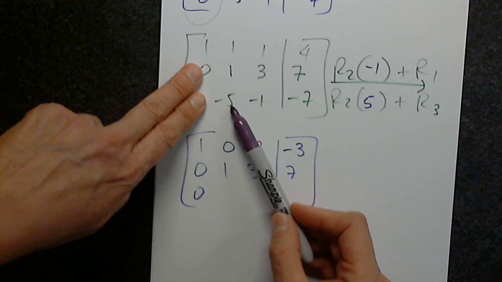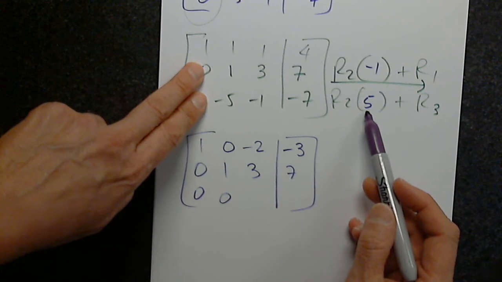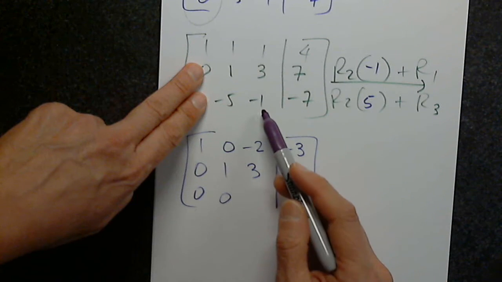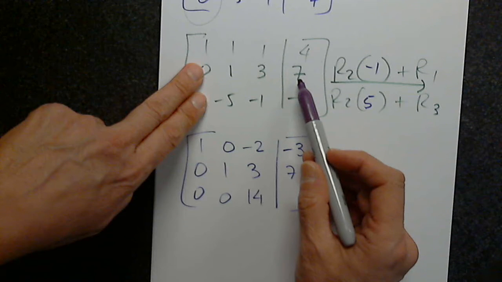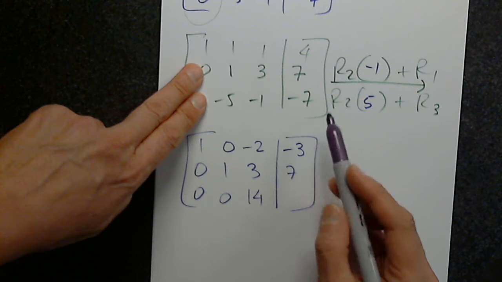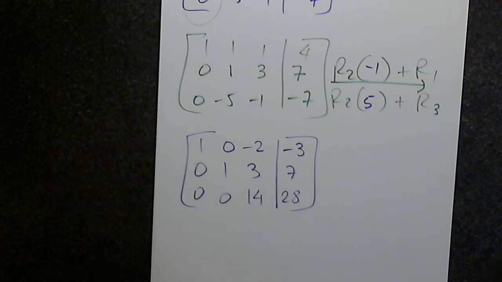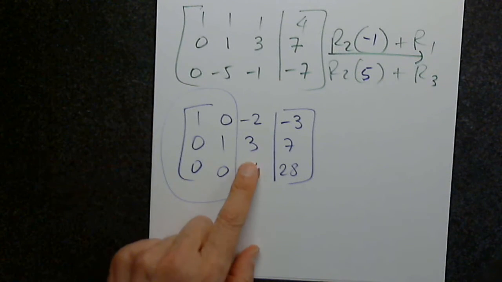5 times 1 minus 5, 0. Perfect. 3 times 5 minus 1, 14. Excellent. 5 times 7, 35. 35 minus 7, 28. Excellent. We accomplished this. Where are we now? And what are we trying to do? We've got to get rid of the 14 in the last row. I need to get rid of 14.